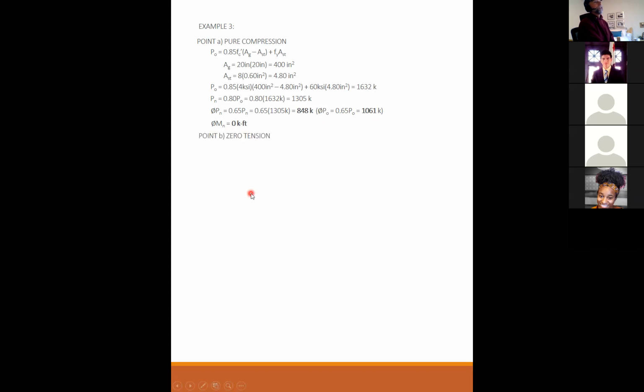Point 2, zero tension. c is equal to d. You remember from the last lecture, we had those diagrams showing the strain and the stress. So going through this a little quicker, c for zero tension is equal to d, 20 minus 2.5 is 17.5. Oh, I did draw the diagram. Beta 1 is 0.85 from our table for 4,000 psi concrete. a is beta 1 times c, which is 14.88 inches.